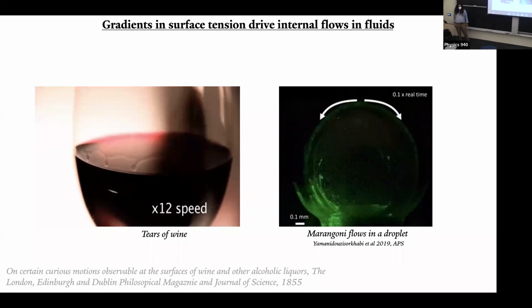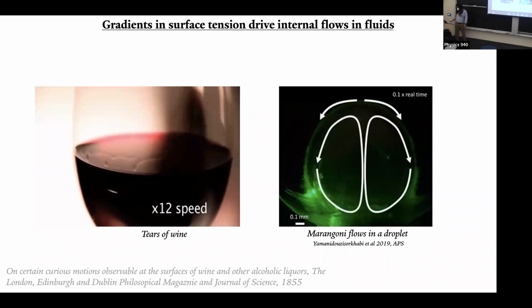So I chose to look at surface tension gradients because I'm trying to convince you that surface tension matters. If surface tension matters so much, what happens if we make a gradient? I gave it away already.